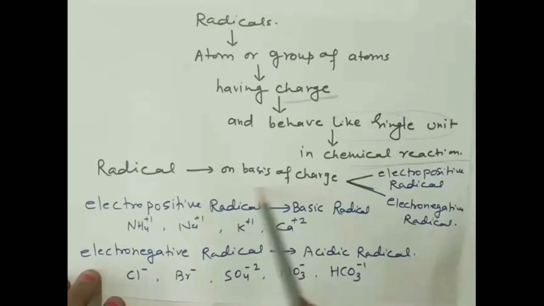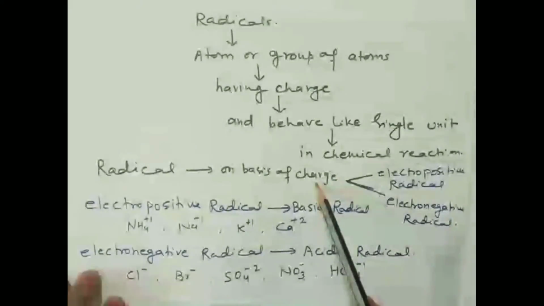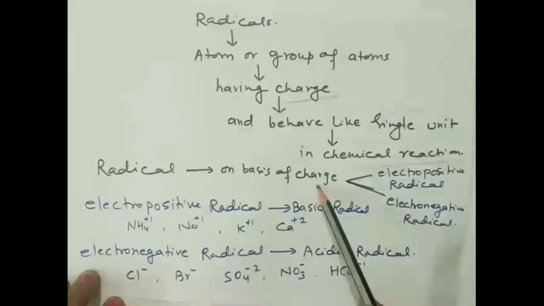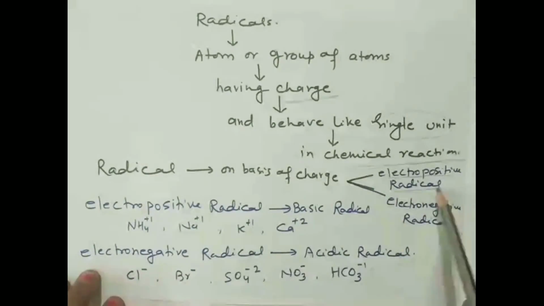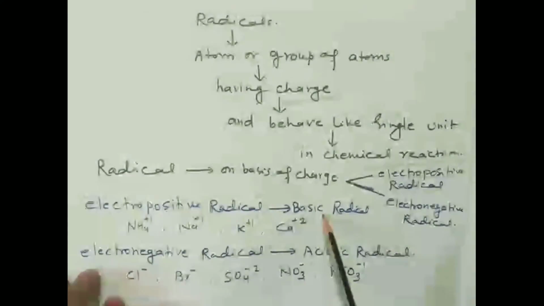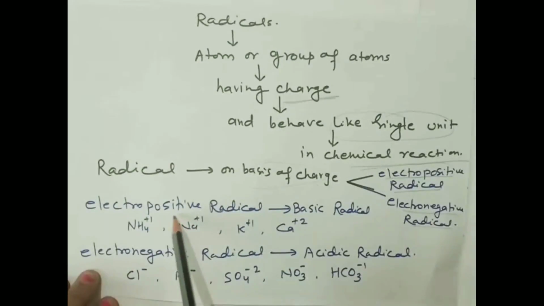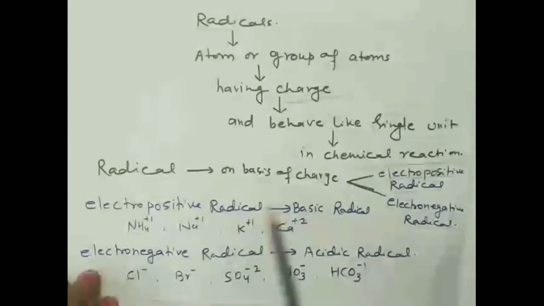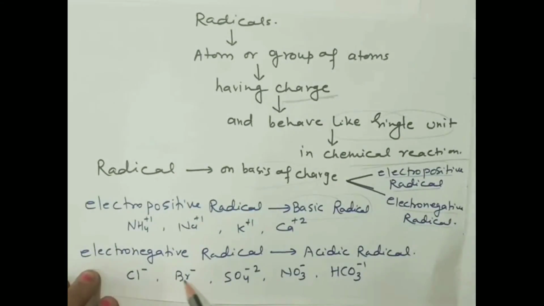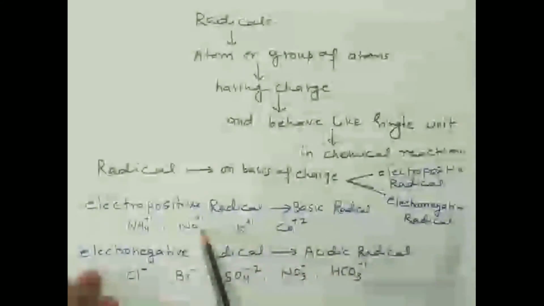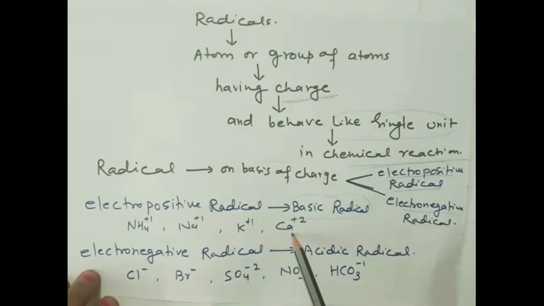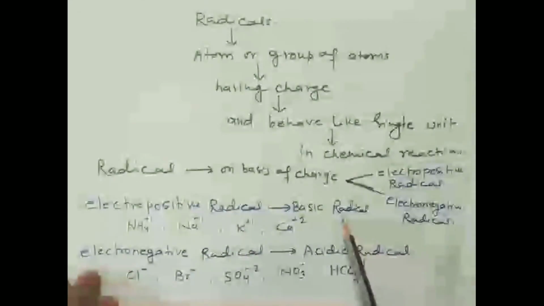On the basis of charge, radicals may be positively charged or negatively charged. A positively charged radical is called an electropositive radical and a negatively charged radical is called an electronegative radical. Positively charged radicals are also called basic radicals. So ammonium, sodium, potassium, calcium, these all are basic radicals.